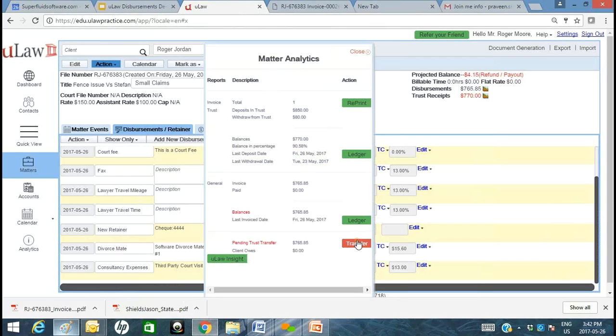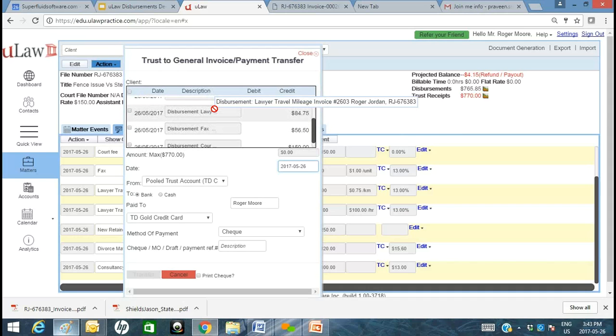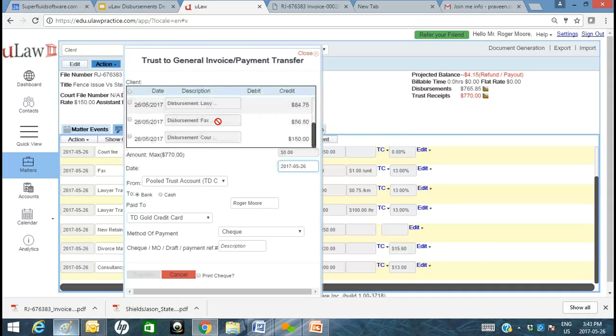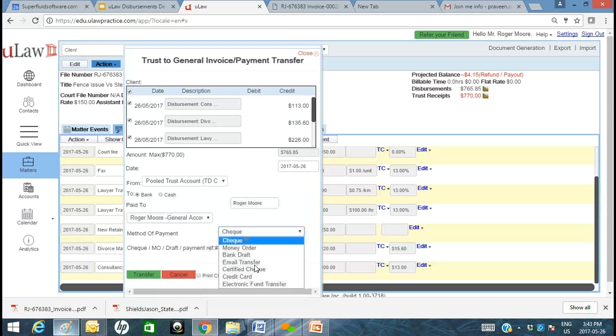Keep in mind, you would obviously do this in real life. You would actually go to a bank. You could do it at the counter. You could have done this as an electronic fund transfer. But keep in mind, all those different disbursements that were in general are what's being accounted for here. You do not see the $80, right? Because that $80 was taken right out of your trust. These are only the transactions that reflect the expense out of your general account. Adding to that $765.85, moving that from your trust to your general account. And let's say you do an electronic fund transfer.